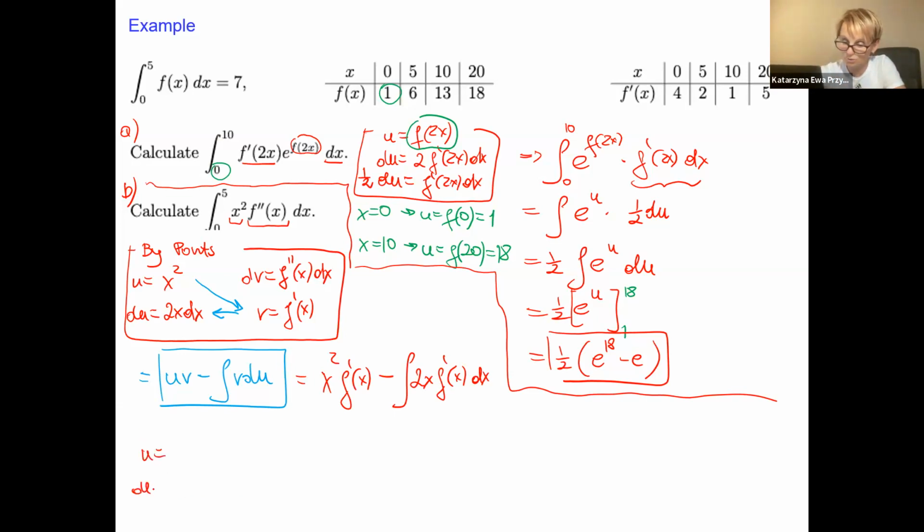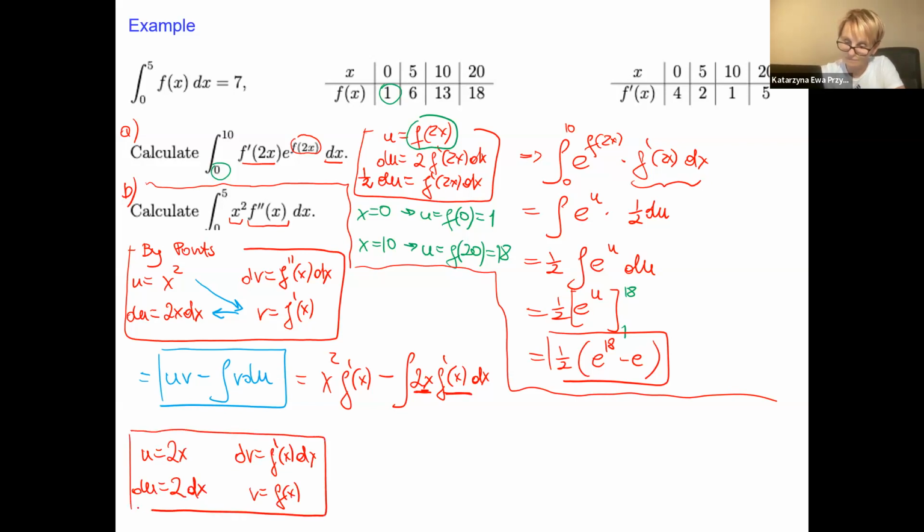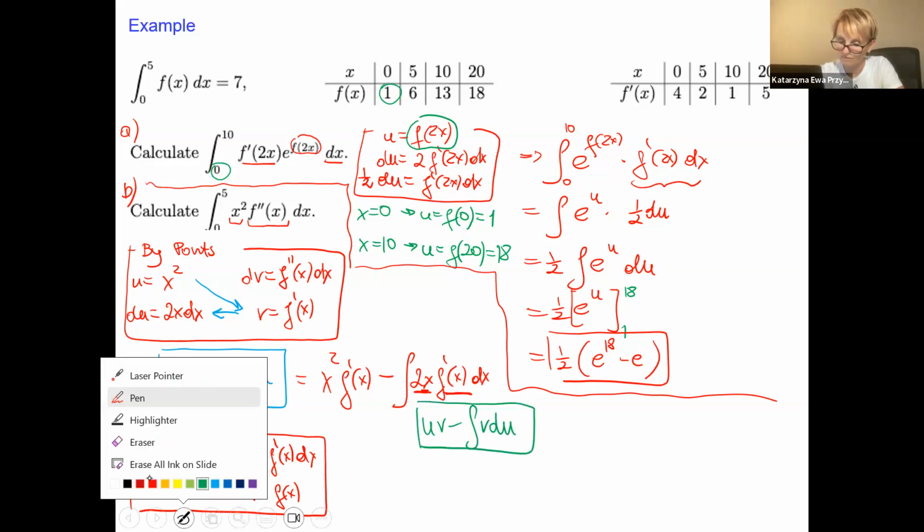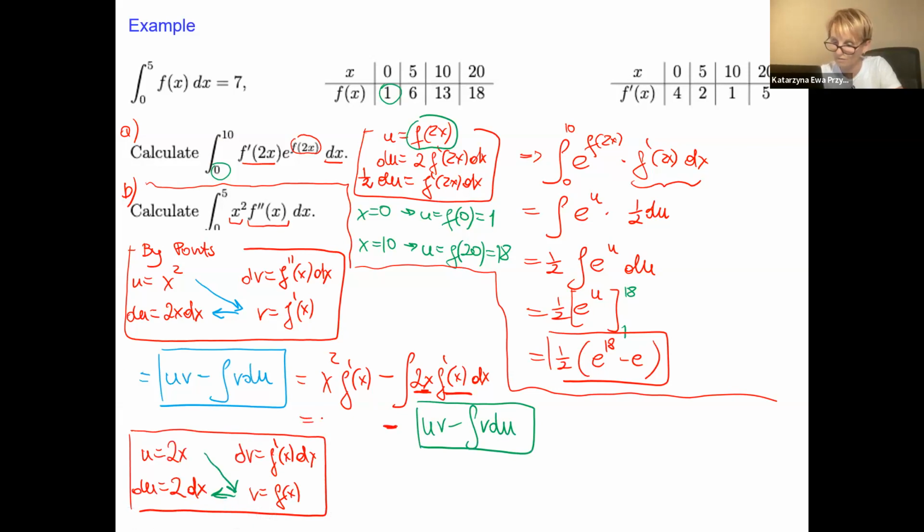Okay, let's do it. U, du, I will put 2x, and dv will be the derivative. Yes, I'm just doing this one and this one. And then v is just the function f. Perfect. Now we have to be careful. Okay, I can use green. UV minus integral of VDU. The only thing that we have to remember is we have a negative in front.